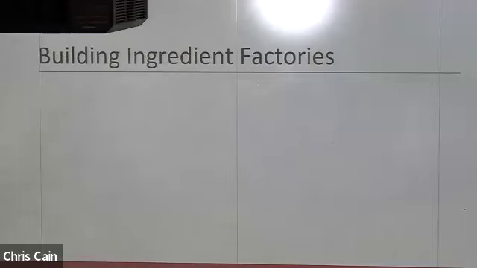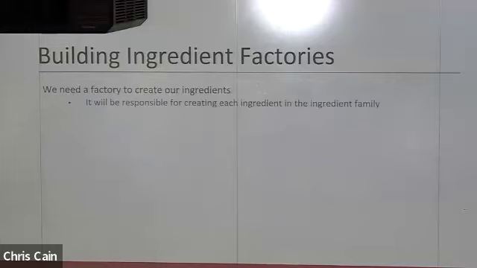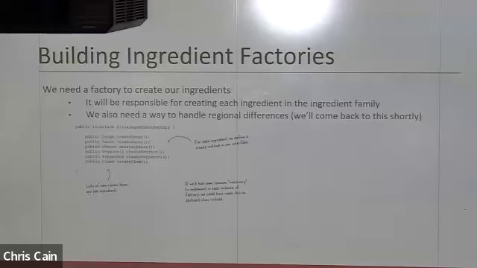So we're going to build factories for our ingredients. The factory is going to be responsible for creating every ingredient in the particular ingredient factory, or family, sorry. So we're going to have some factory that creates the dough, some factory that creates the sauce, some factory that creates the veggies, the meats. We need a way to handle the regional differences. So something we can do about this. We want a pizza ingredient factory.